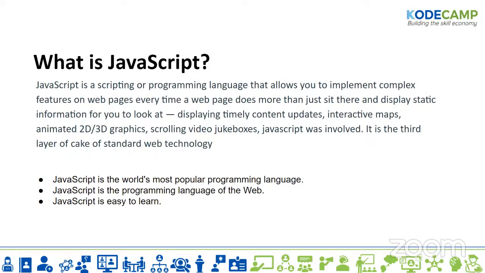So from my screen, it says, what's JavaScript? It's a scripting or programming language that allows you to implement complex features on web pages. So every time a web page does more than just sit there and display static information for you to look at. I didn't read that well, so that's supposed to be one sentence. It allows you to implement complex features on web pages.